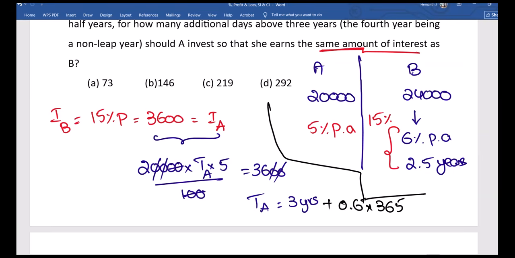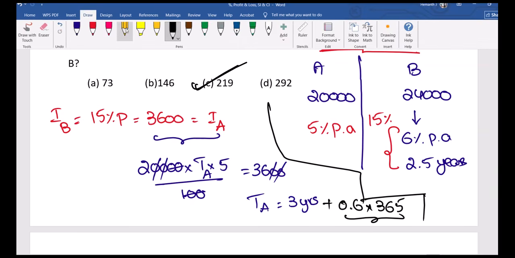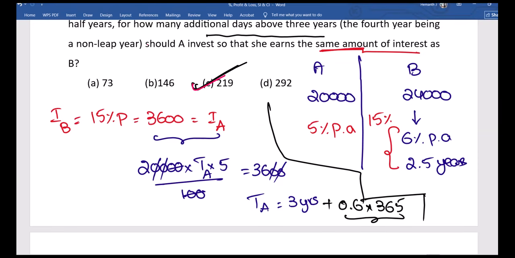That is what the answer is, in fact. How many additional days above 3 years? So 0.6 into 365, which is 3 into 73, 3 into 73, which gives 219. Option C is correct. Good. This is 219. Option C, check it out.